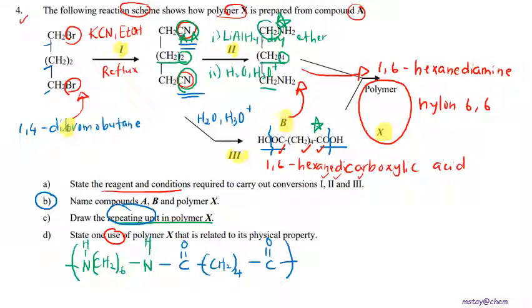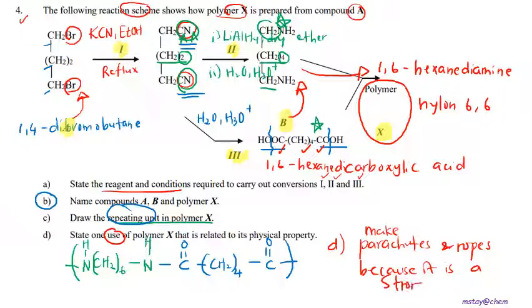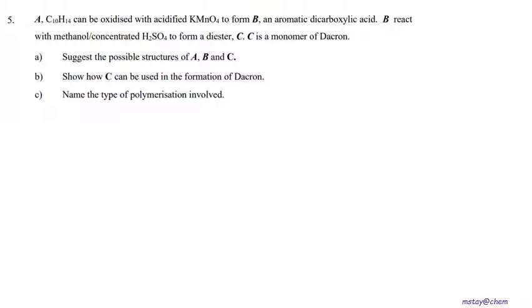So polymer X will be used to make parachutes and ropes because it is a strong material. Proceed to question number 5.